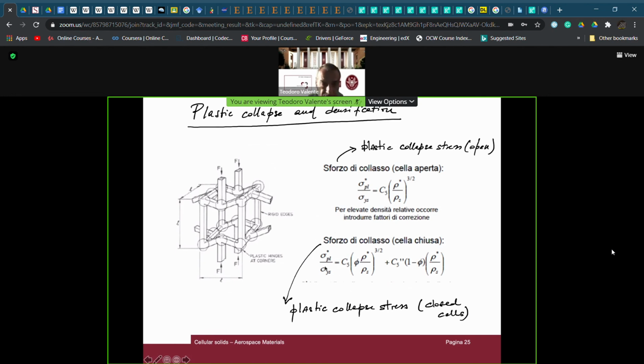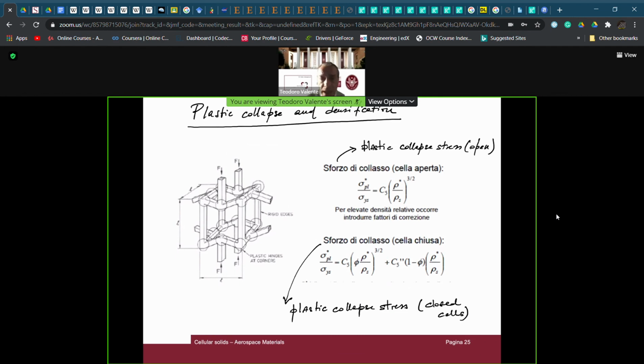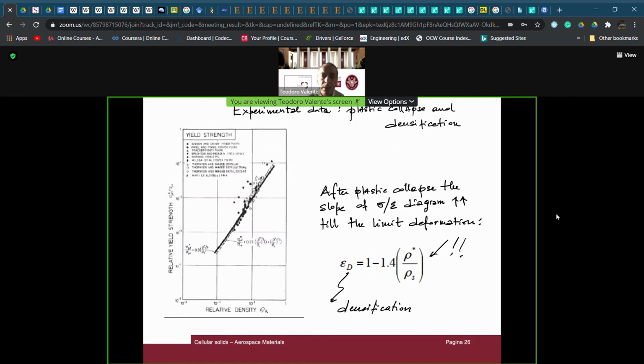But with these two simple relationships, we can have an estimation of the value of the compressive stress to be applied in order to start plastic deformation of the single cells, that is, of all the cells inside the cellular solid, having assumed at the beginning that the distribution of the cells is the same in all points of our cellular solid. Again, does it work? Yes, it works.